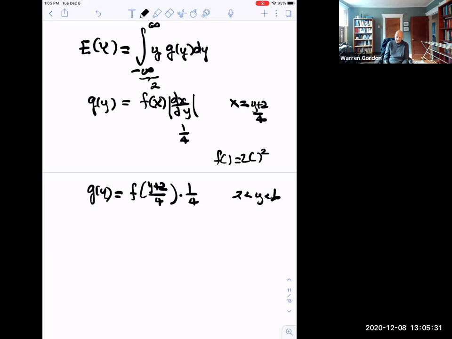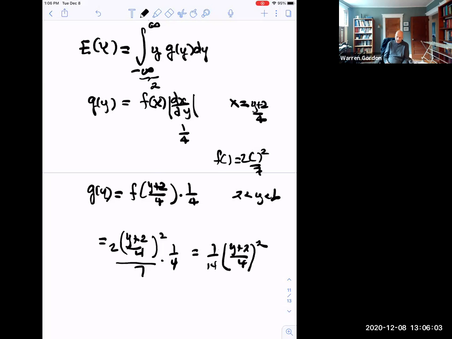2x squared over 7. So this becomes y plus 2 over 4, squared, which gives me 1 over 14 times (y plus 2 over 4) squared, or 1 over 14 times 16, times (y plus 2) squared. I want to show you why this is the bad way.